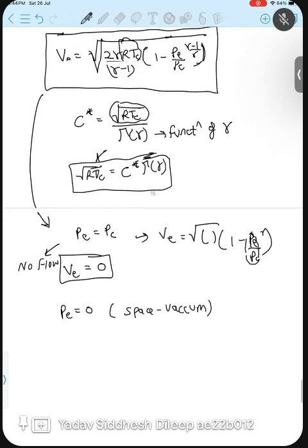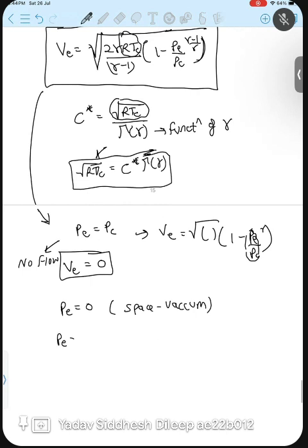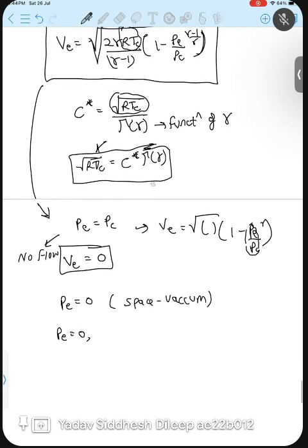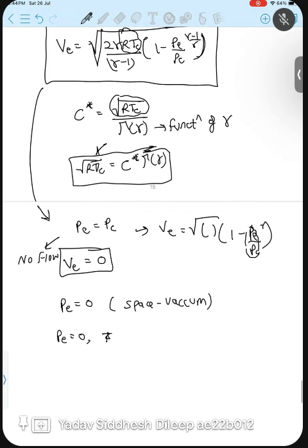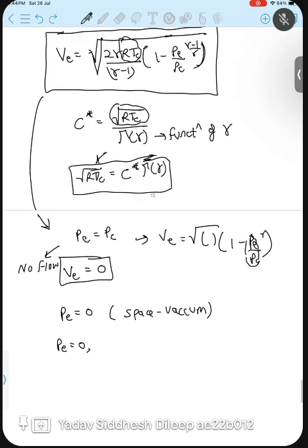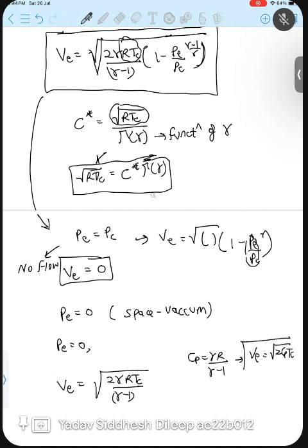When P equals 0, V can be written as the square root of 2 gamma R Tc upon (gamma minus 1). Since Cp equals gamma R upon (gamma minus 1), it can be written as V equals the square root of 2 Cp Tc. This is when P exit equals 0.